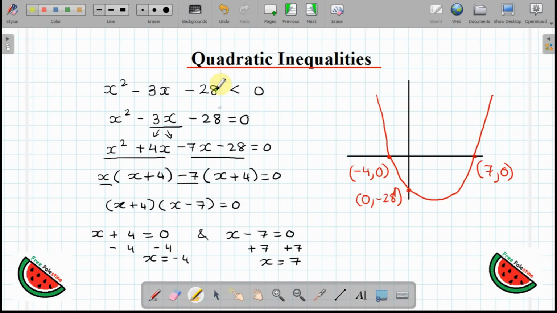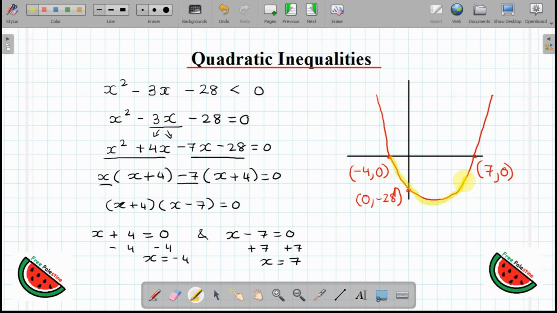This time, my inequality states that it has to be less than 0. So for quadratic inequalities that are less than 0, you're looking for that section of the graph that is below the x-axis. So I'm going to highlight it here.